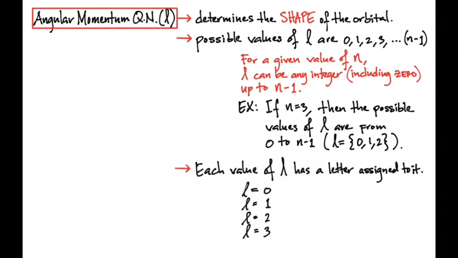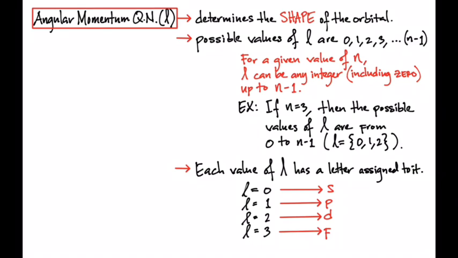Each value of l has a letter assigned to it. So if you have l equals 0, the letter assigned to it is s. When you have l equals 1, that's p. If you have l equals 2, that's d. l equals 3 is f.